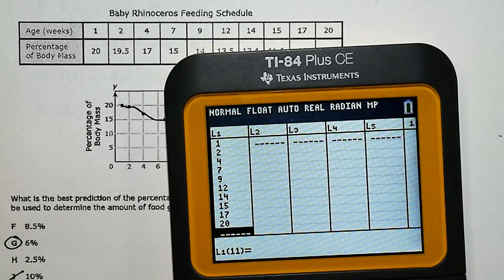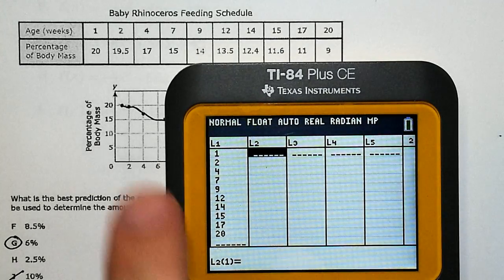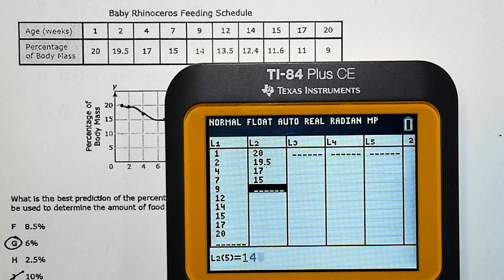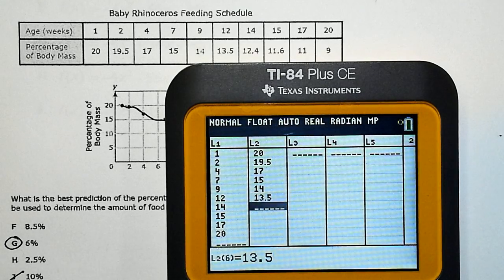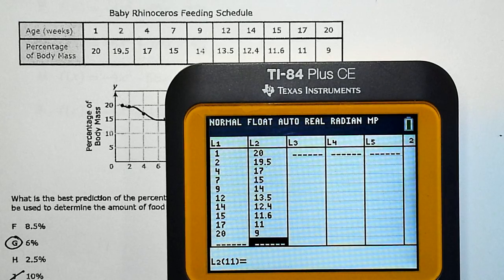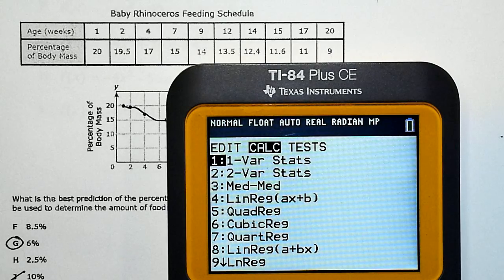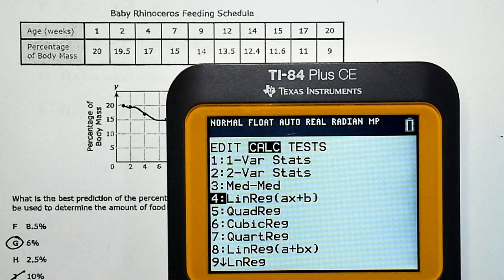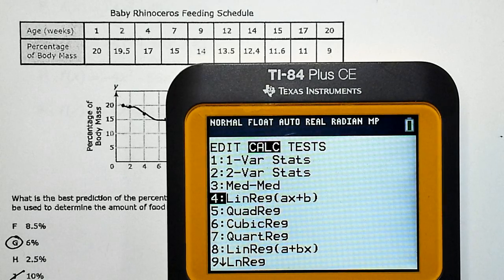Now for the Y's, that is the percent of the body mass, so 20, 19.5, 17, 15, 14, 13.5, 12.4, 11.6, 11, and 9. Now I'm going back to stat, calc, and let's try linear regression. It looks like a line. It doesn't look like an exponential. It doesn't look like a quadratic.